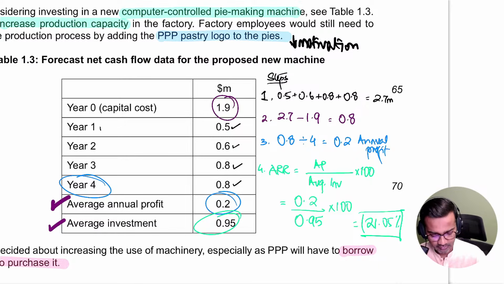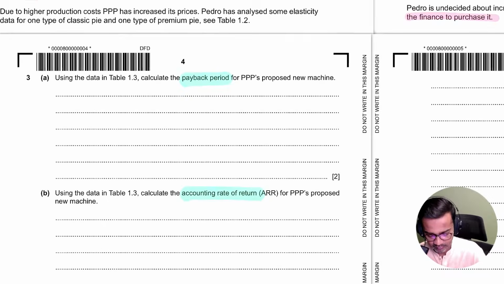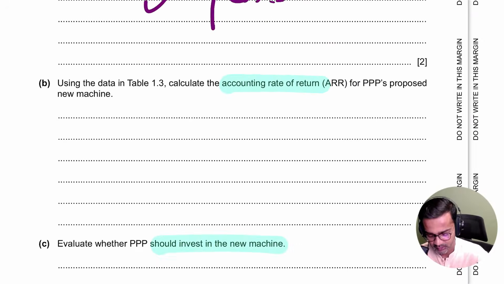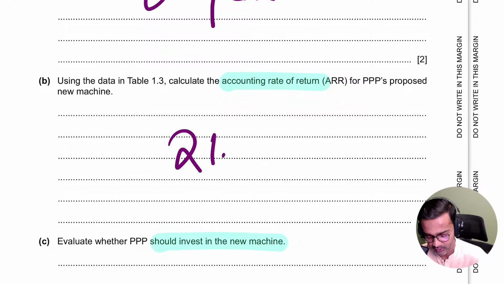Right, so we've got both our answers here. One was 3 years and this was 21.05%. So I'm just going to write them down. So 3 years and this was 21.05%.